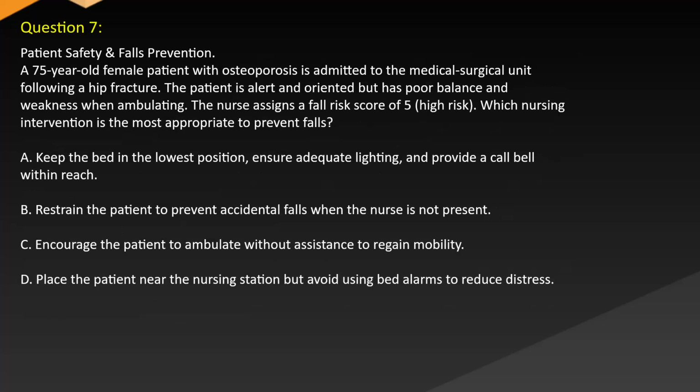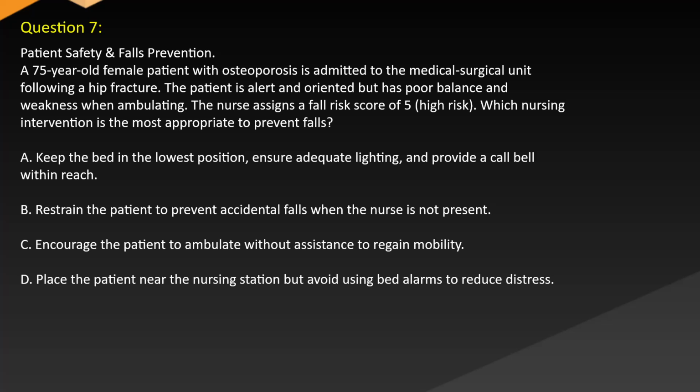Question 7. Patient safety and falls prevention. A 75-year-old female patient with osteoporosis is admitted to the medical surgical unit following a hip fracture. The patient is alert and oriented but has poor balance and weakness when ambulating. The nurse assigns a fall risk score of 5, high risk. Which nursing intervention is the most appropriate to prevent falls?